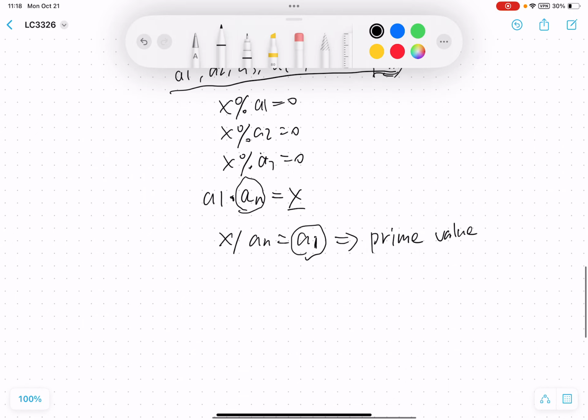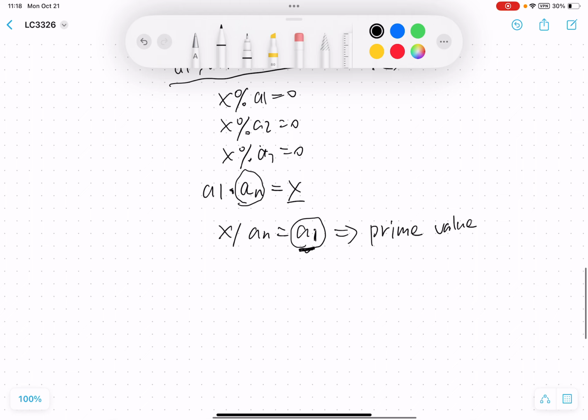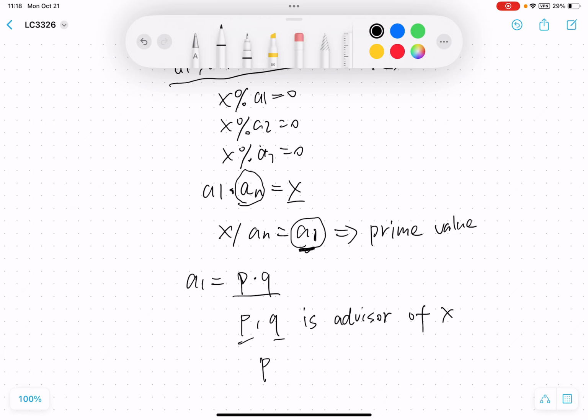That means, because if a1 is not a prime value, a1 will be equal to p times q. So p and q must be divisors of x. That means p and q must be smaller than a1. So p and q will be smaller divisors of x.